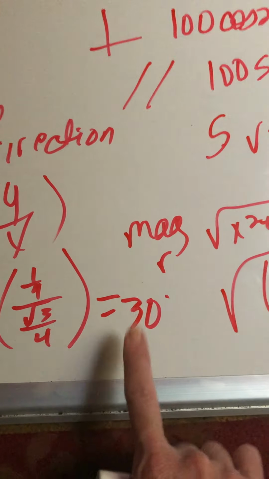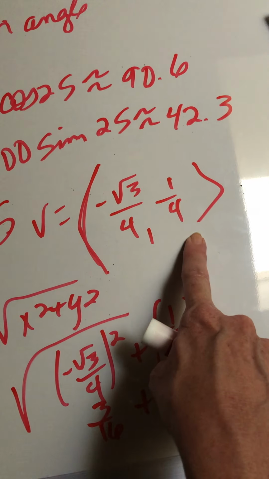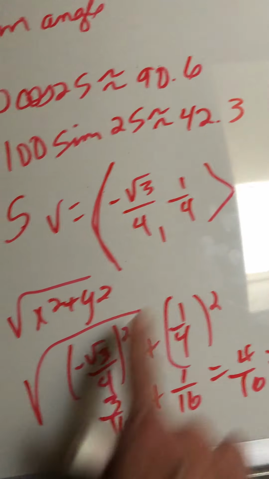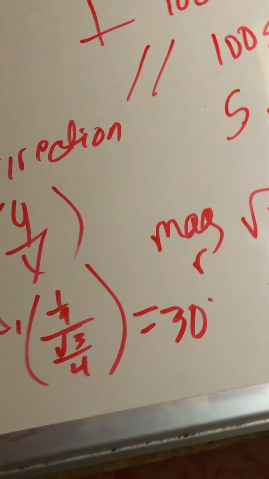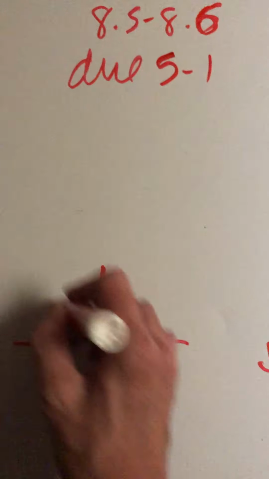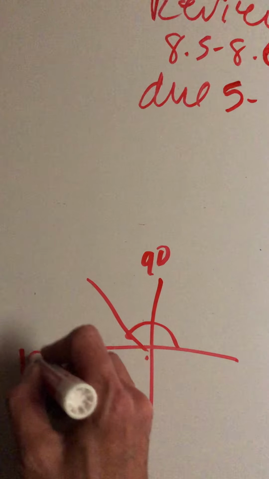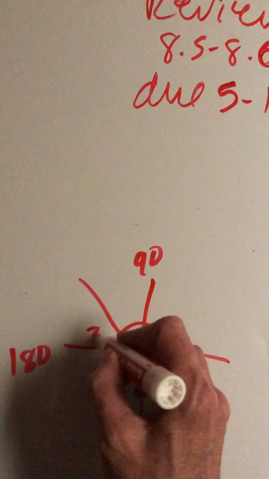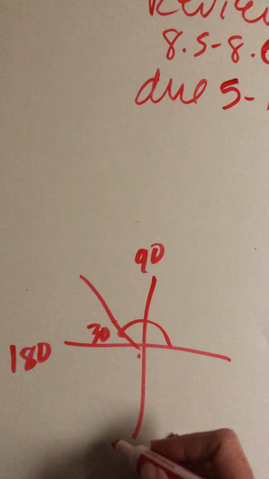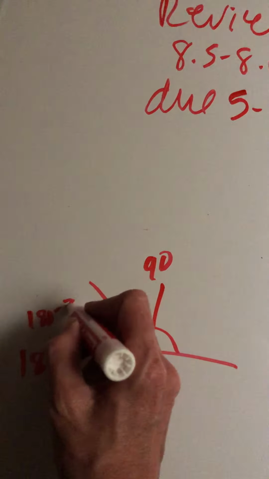Guys, that is not your angle of direction because it's a negative, then a positive. The first one's negative, the second one's positive. So 30 is not the angle of direction because you're in the second quadrant. You're here. 30 degrees is over here. We need to be between 90 and 180. So if my reference angle is 30, I would do 180 minus 30 to get the correct angle. So this is my angle of direction, 150.